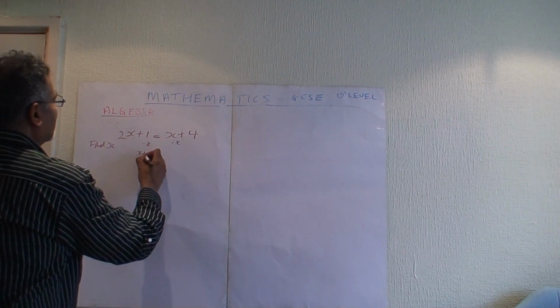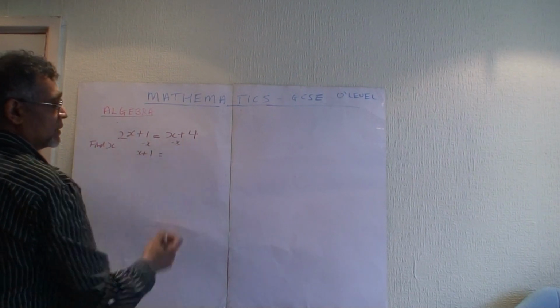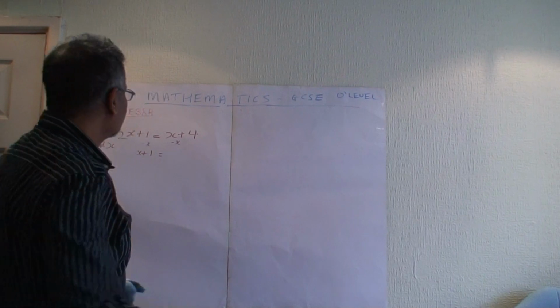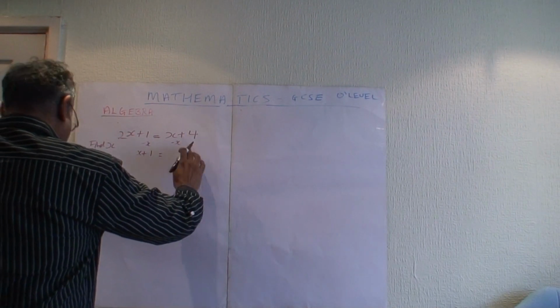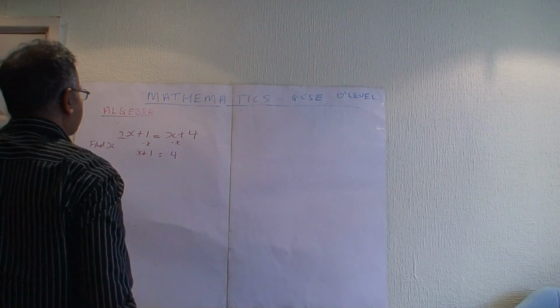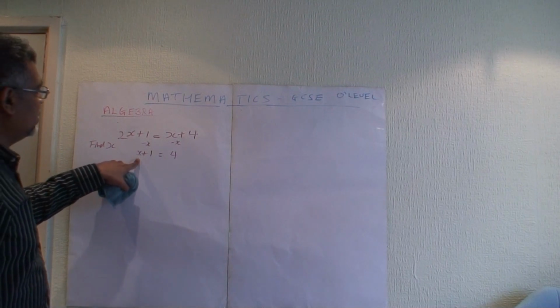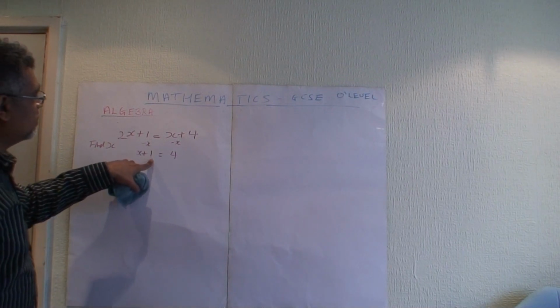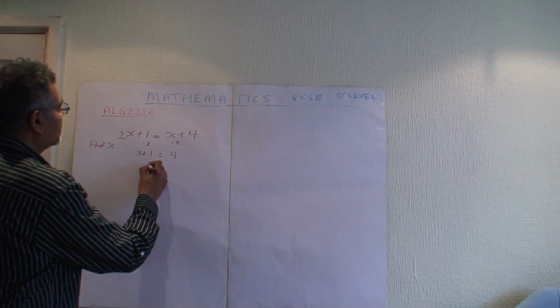But you are left here with plus 1. That's fine. This x minus x leaves no x's, but you're left with a 4. So you're left with x plus 1 is equal to 4. Then what is the value of x?